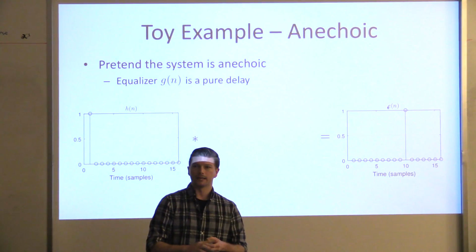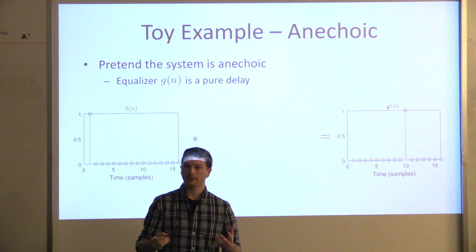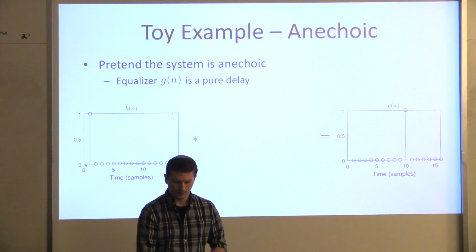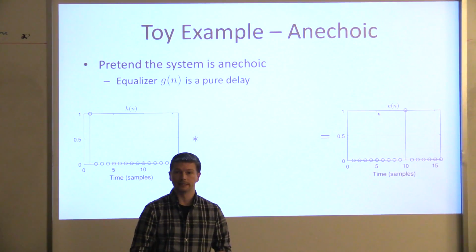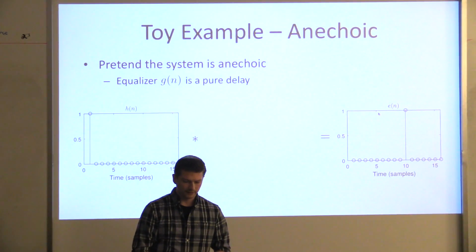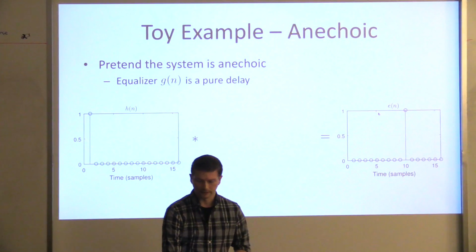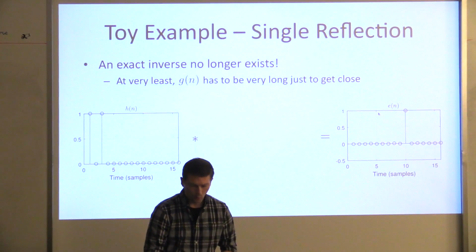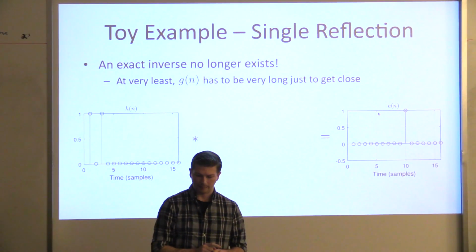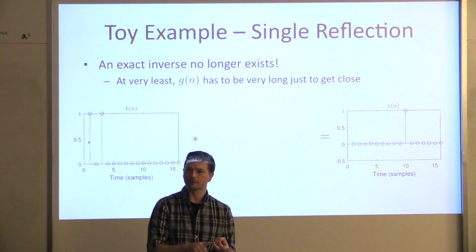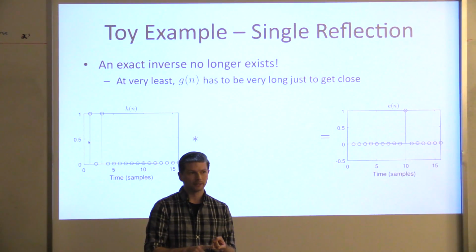So let's pretend that the impulse response is an anechoic one, and it's just a single unit impulse at time 0. And our target, which we're calling E of n, is just a delayed unit impulse. So therefore, in this case, the equalizer, if you can even call it an equalizer, would just be a delayed delta function. So let's just introduce one more non-zero tap. Again, our target is an impulse at 10 samples, but now we've got a sample at tap 1 and tap 3. Can anyone guess what the equalizer might look like?